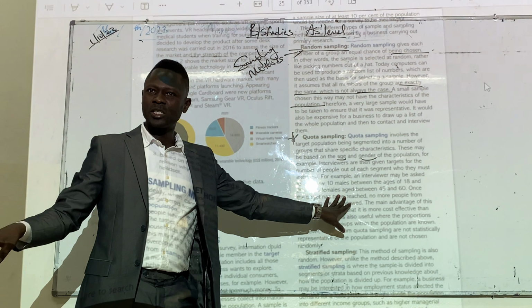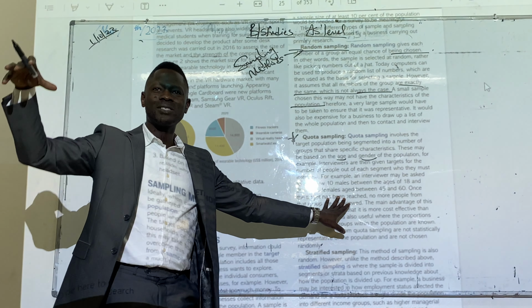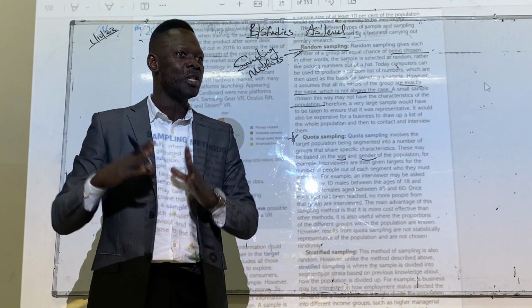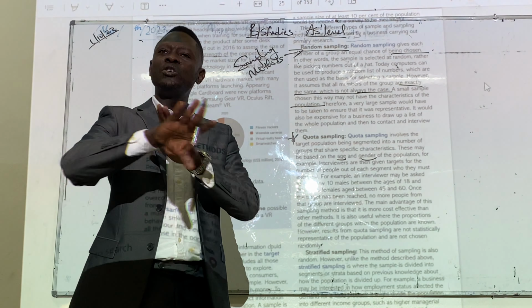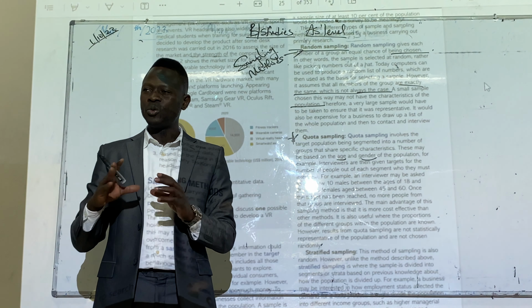You don't spend so much. It is cost effective because you're not going to spend so much. Because it's about quota, you have the targeted numbers that you need. As soon as the number is reached, you are done with that method. Do we get the point?